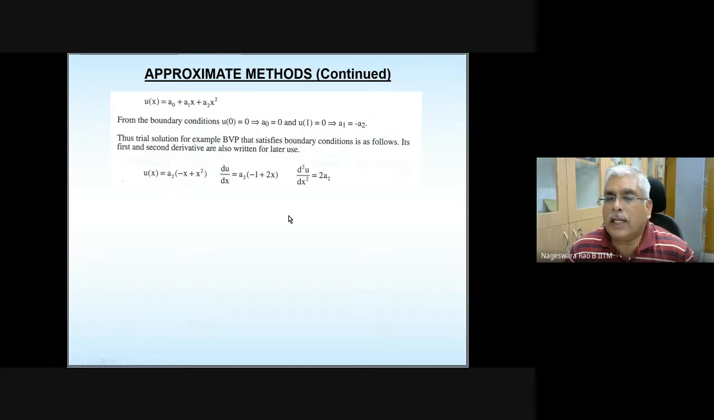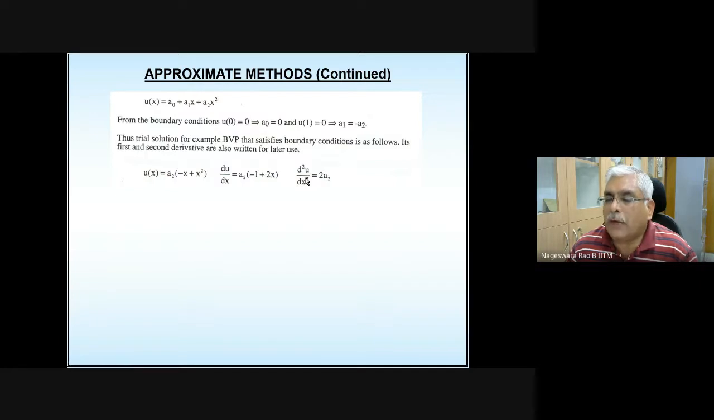So if this is the admissible solution, you take the first derivative of this, the second derivative of this. Please take a note of this. I am going very slow, hoping that it will be very clear to you. So this is the admissible solution, the first derivative of the admissible solution, and the second derivative of the admissible solution.